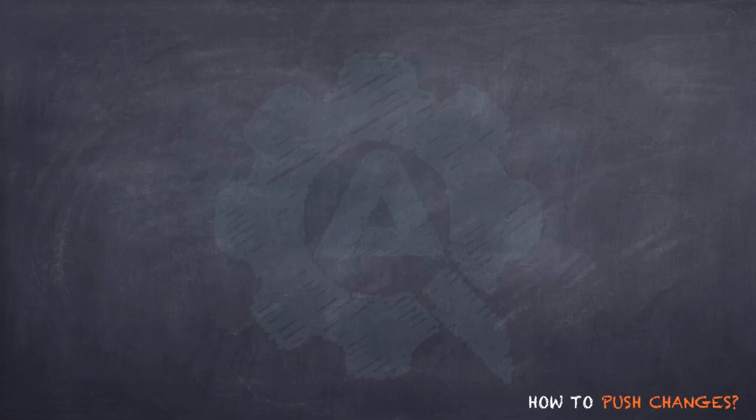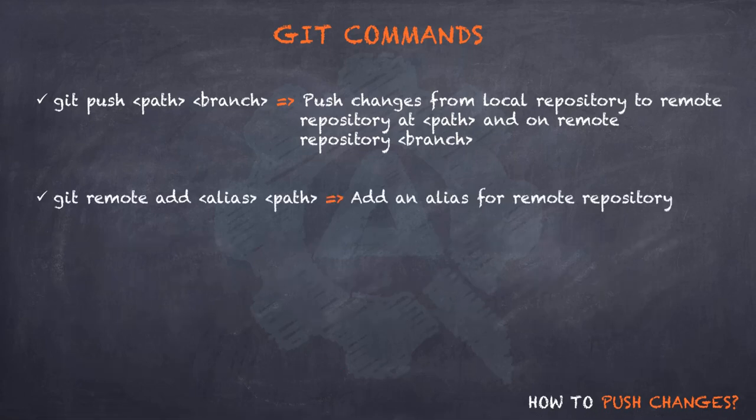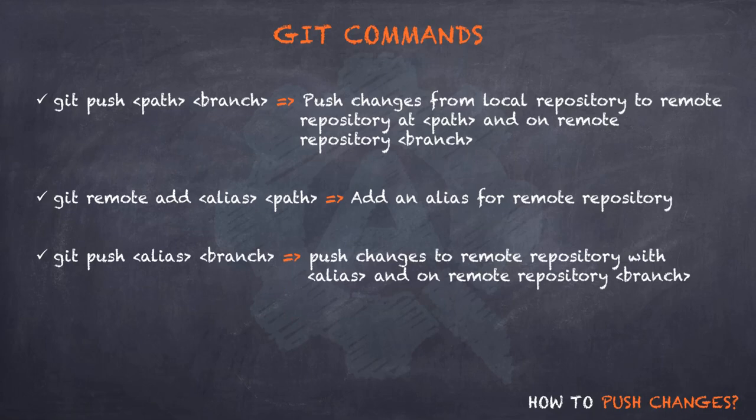So, to summarize, we use the git push command to push our local changes to the GitHub repository. That command has to be followed by the GitHub repository path and the branch name present on GitHub that we want to push our local changes to. We can also save an alias for the remote repository path. For that, we use the command git remote add followed by the alias and the remote repository path. Once the alias is set, we can use it in the above command instead of the remote repository path.